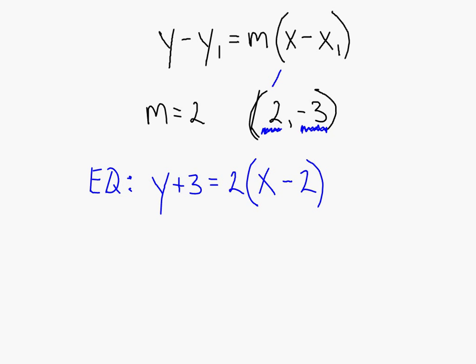This is your x1, and this is your y1. And up here in this formula it says the letter y and then the opposite of y, x and the opposite of your x. So the opposite of positive 2 goes here, and the opposite of negative 3 goes here with the y. Okay?